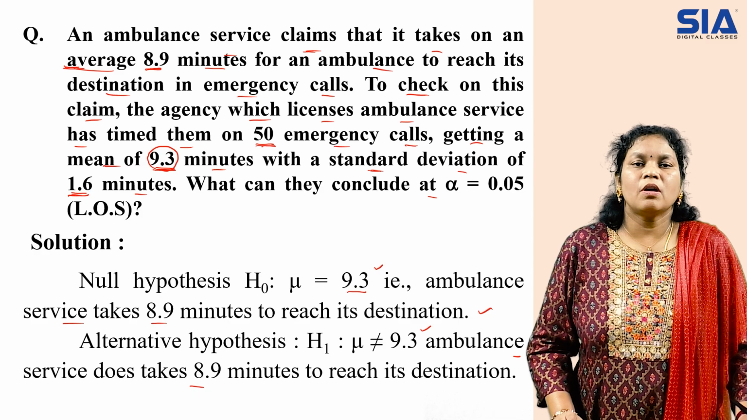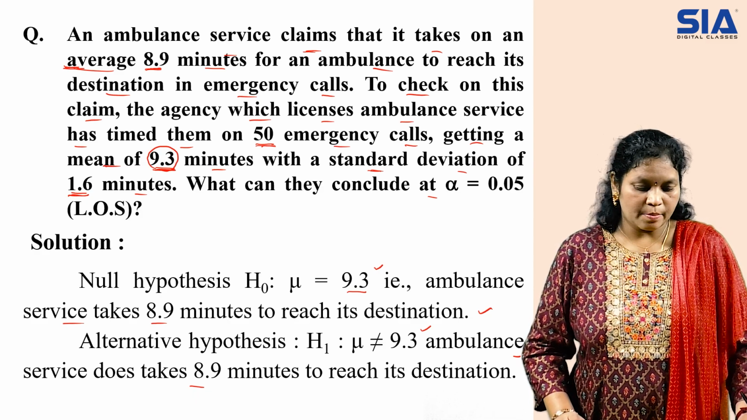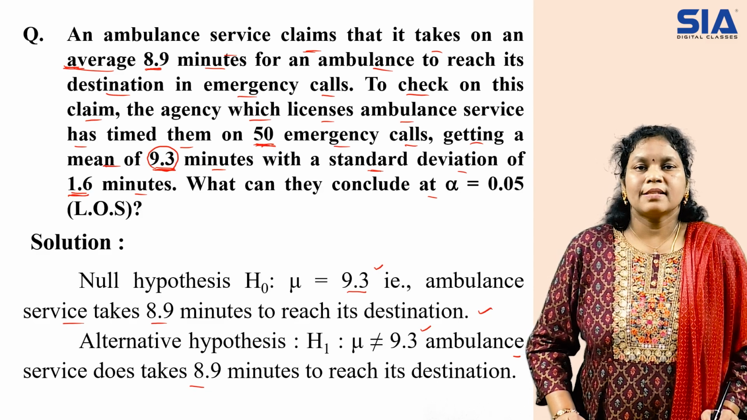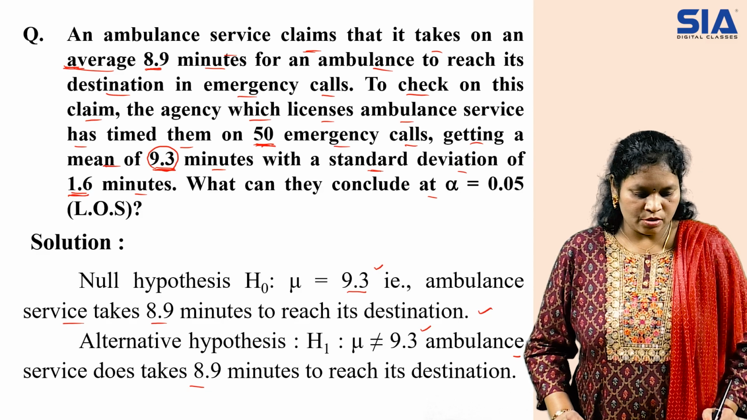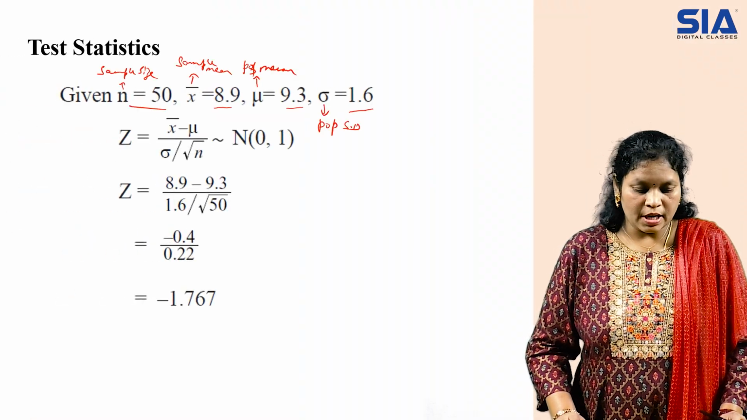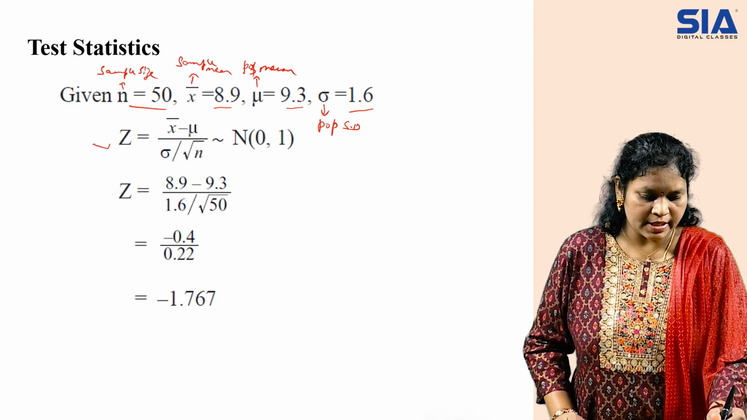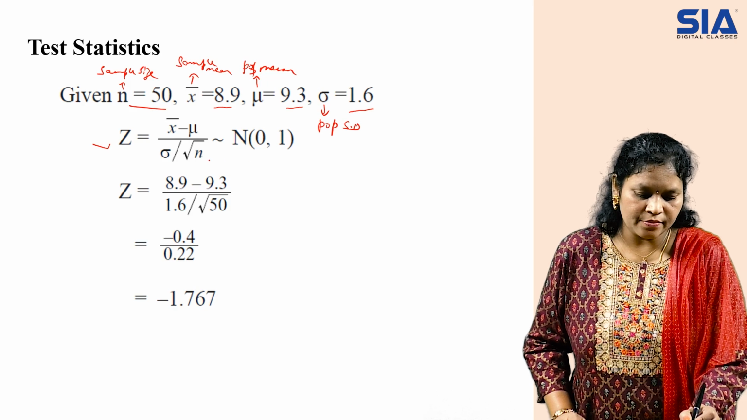Obviously all this information will fit in a single mean formula. For large samples, n is 50, so that becomes a large sample. So this data fits in a single mean formula. Let us go for the single mean formula and obtain the answer. What is the formula for that? Remember, z is equal to x bar minus mu divided by sigma by root n. That is the formula.